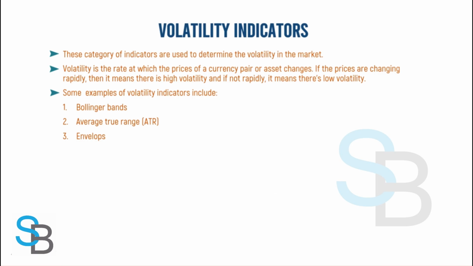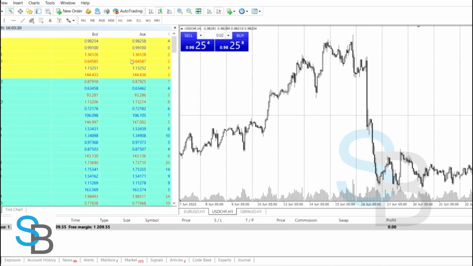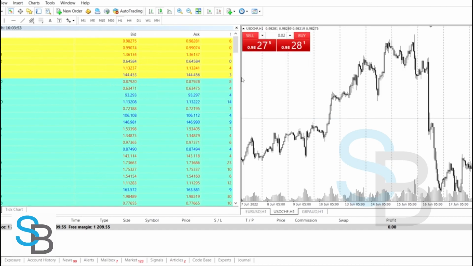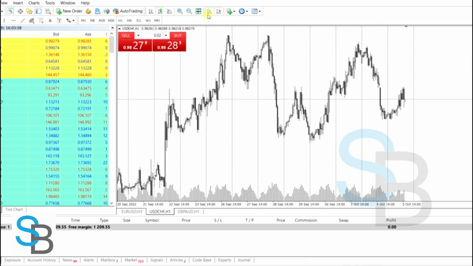Now, if I go to my MT4 chart, you are going to see that the price changes. Look from 0.99. If you just observe, you tend to see that the prices here change. Volatility is basically the rate at which the prices change. So when the prices change very fast, it means there is high volatility in the market, and when the prices change very slowly, it means there is low volatility in the market.